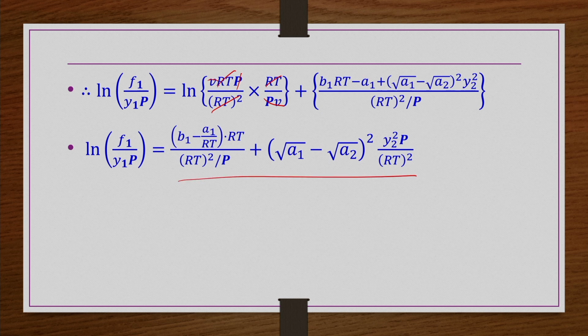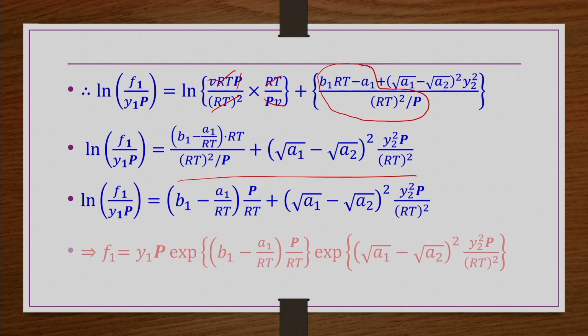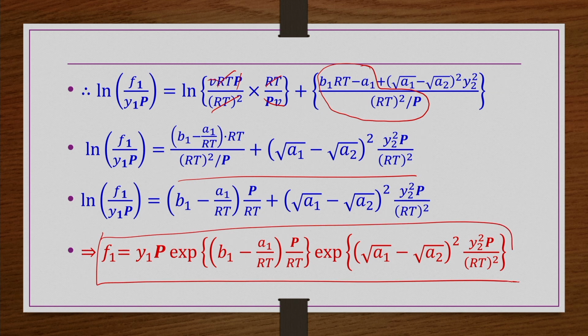I am first splitting it into two terms. So, B1 RT minus A1 by RT square by P is one term, and then the remaining, square root of A1 minus square root of A2 whole square Y2 square by RT square by P, I am writing as the second term. That means ln of F1 by Y1 P equals B1 minus A1 by RT, P by RT, plus square root of A1 minus square root of A2 whole square Y2 square P by RT whole square. That means F1 equals Y1 P exponential of this term and then exponential of this term.